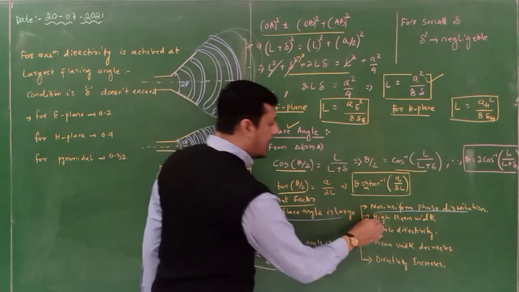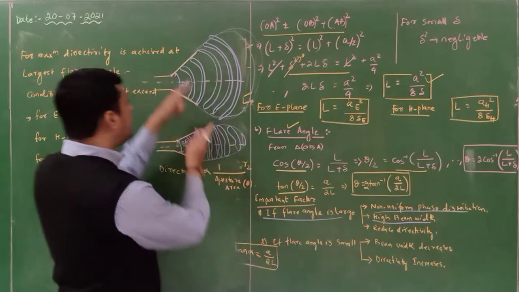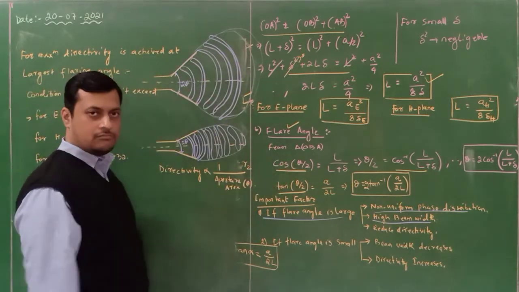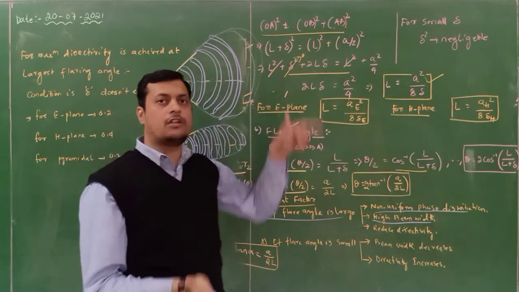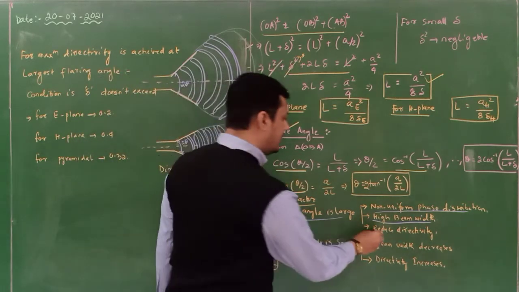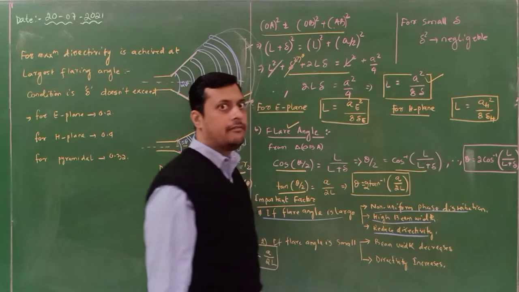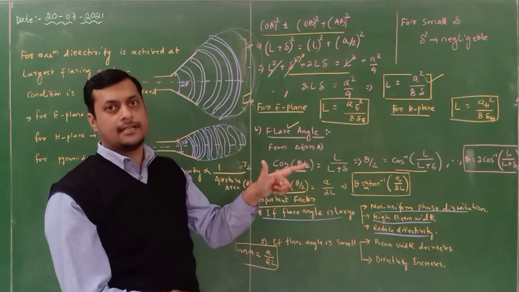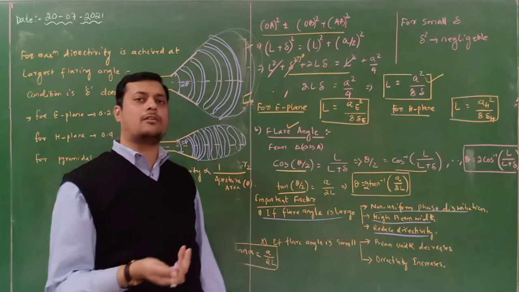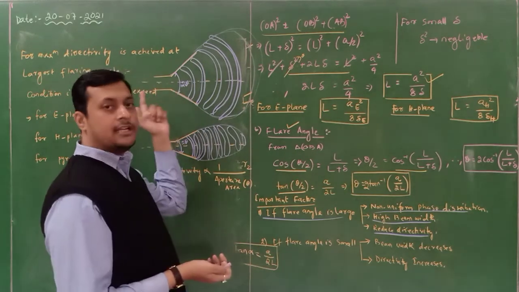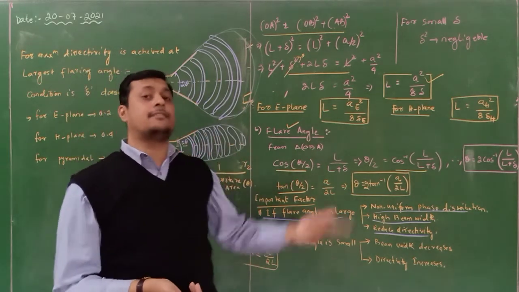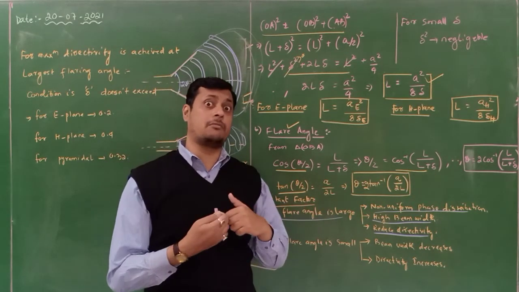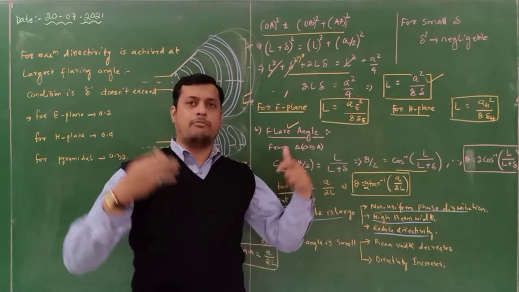Next point is high beam width. Yes, if the opening of mouth is more, your beam width will be more. Okay. If the beam width is more, your directivity is less. So here it reduces the directivity. So beam width is high and directivity is also less, due to which we cannot use this particular device for longer distance communication. For longer distance communication, my directivity must be very high.